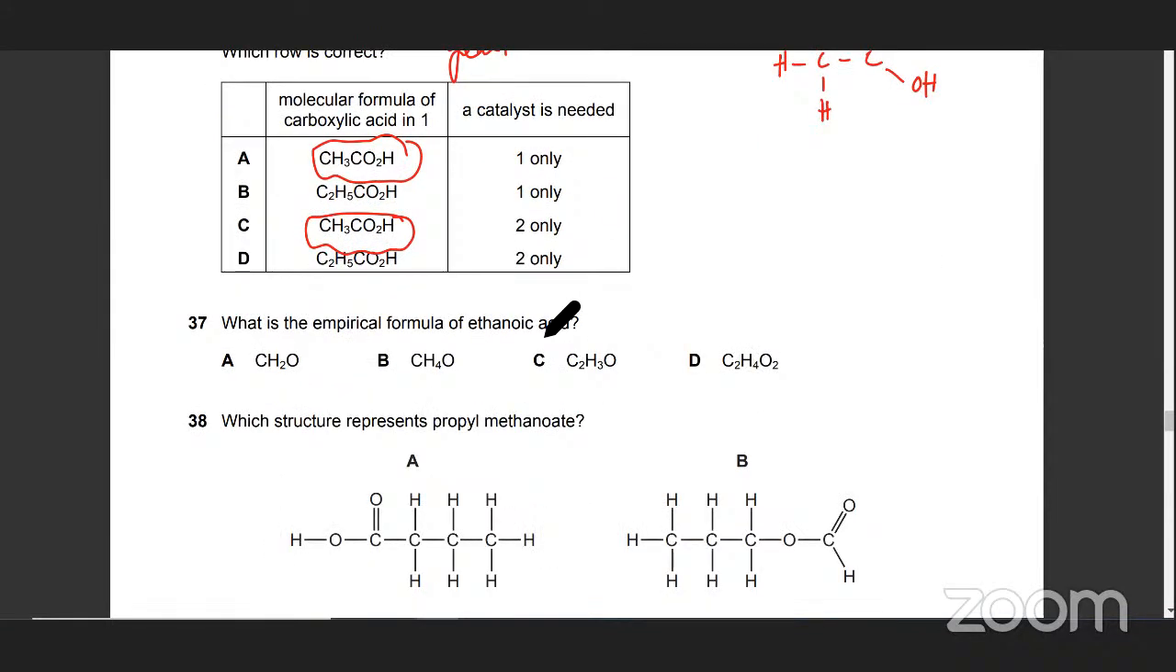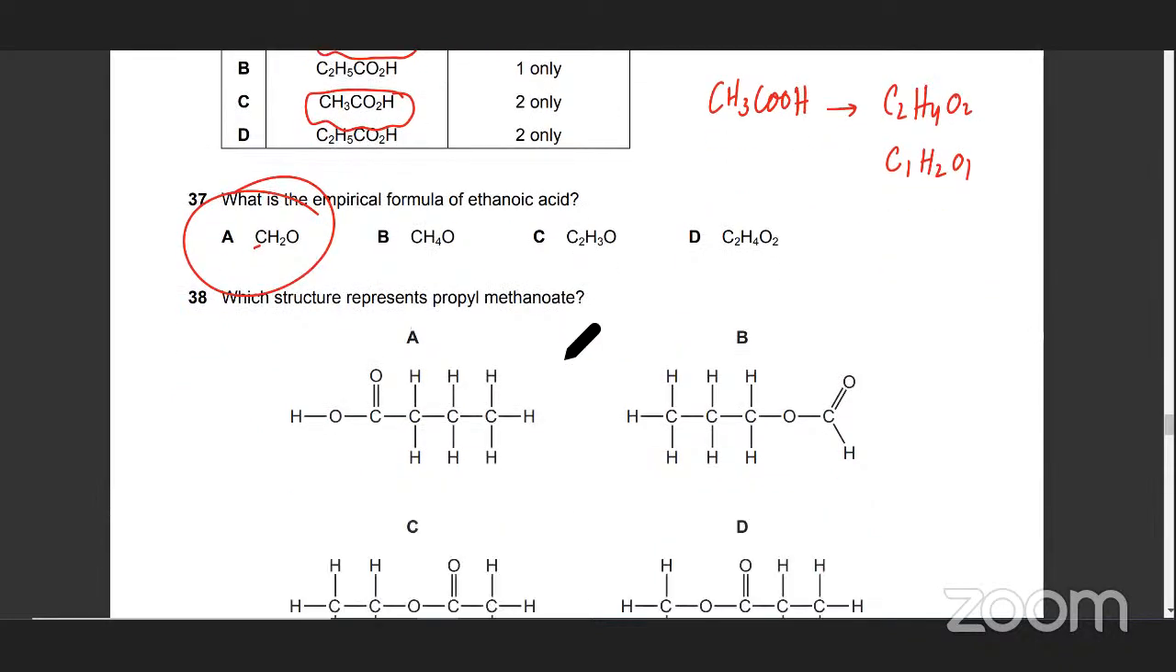अच्छा, what's the empirical formula of ethanoic acid? तो अभी वो formula बनाया हुआ था. It's C2H4O2. मतलब इन सारों को combine करो ना. Empirical formula is the simplest ratio, so it's going to be C1H2O1. So A, that's going to be your answer.